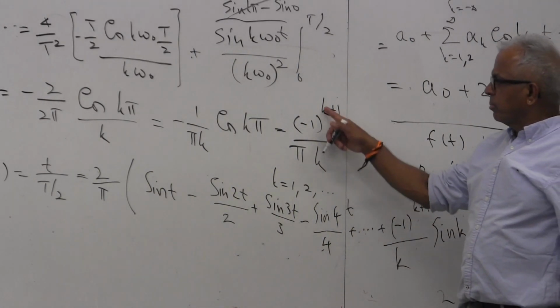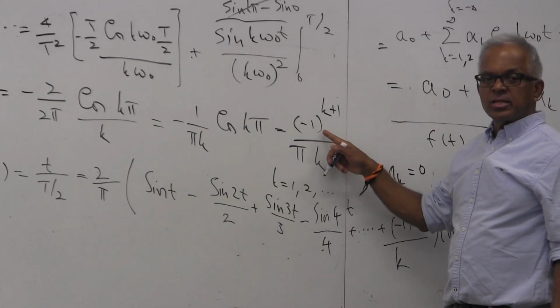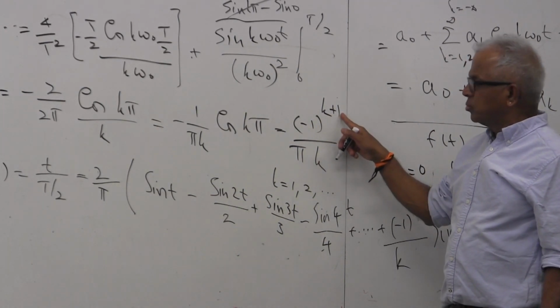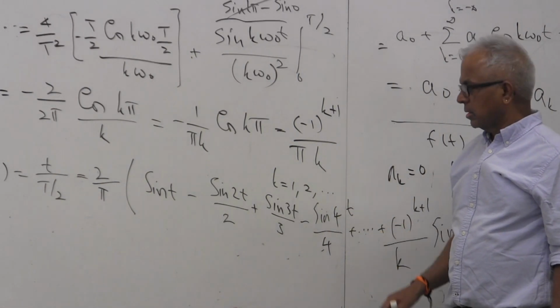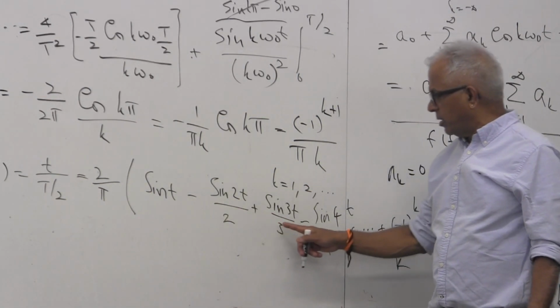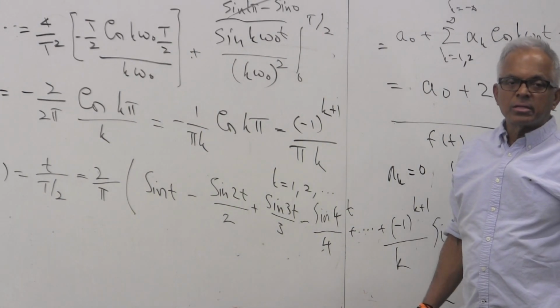You can see it from here also, right? When k is even, this is negative. When k is odd, plus 1 is even, so that will be positive. So all the odd terms are positive and even terms are negative.